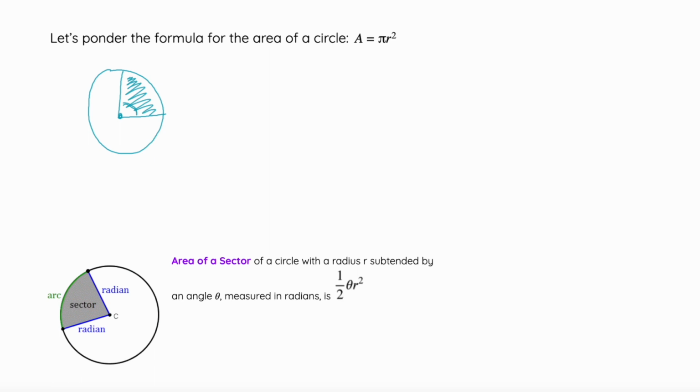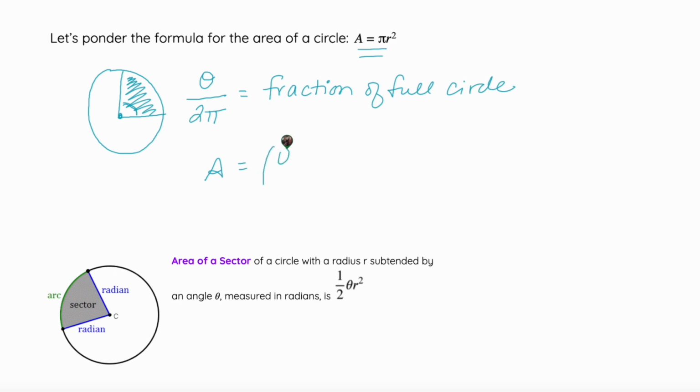I know then that I could take theta, whatever that might be, and divide it by 2 pi, because this is a fraction of a full circle. Thus, I can use our formula and substitute some values in. Thus, our area is given by the fraction of our full circle times pi r squared. Our pi's are eliminated.